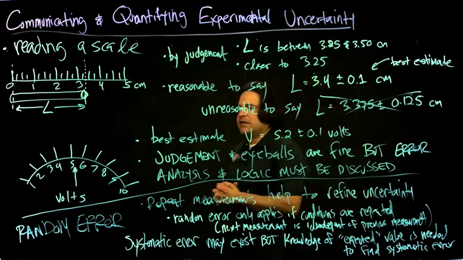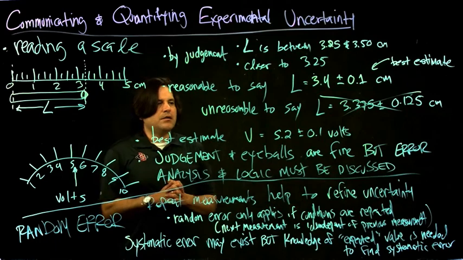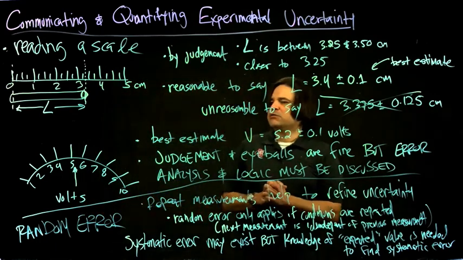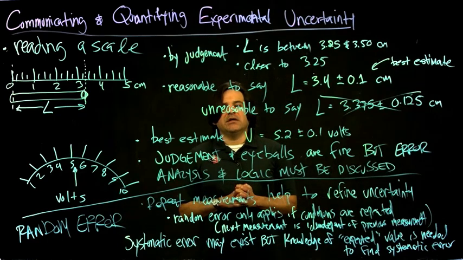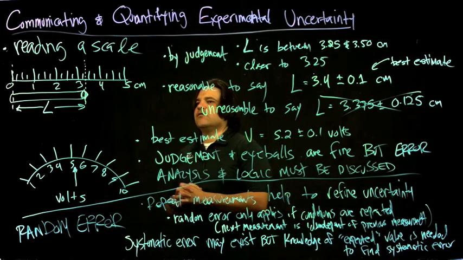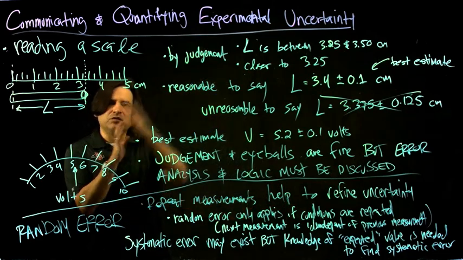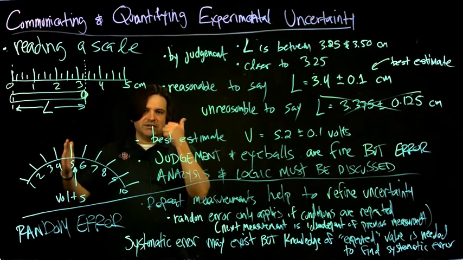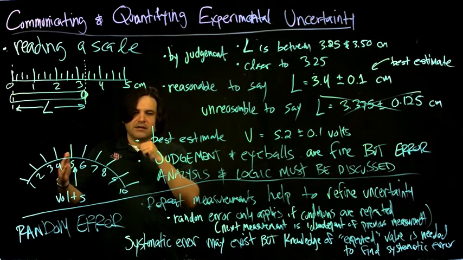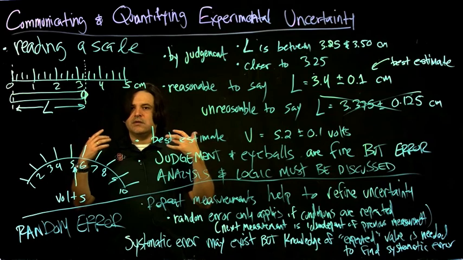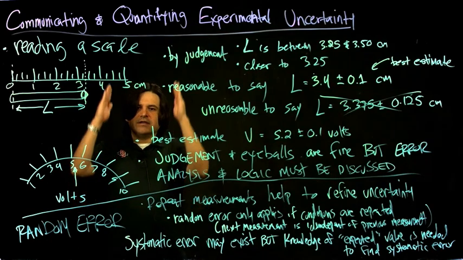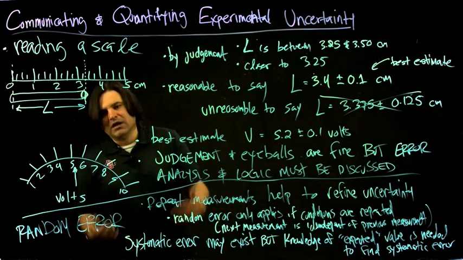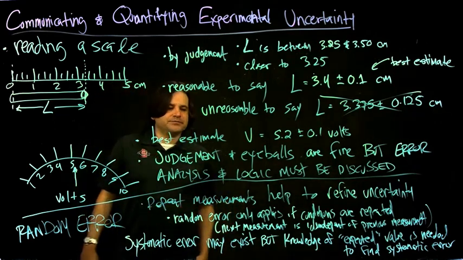So that's all I had today. We'll talk more about how to treat these measurements, especially when we use these measurements in an equation. So if you want to measure the speed of an object moving in space, you can measure the distance it travels, and you can time how long it takes to do that. So the question is, how does your error in the length measurement and error in the time measurement affect your velocity measurement? That's what we're going to talk about next.